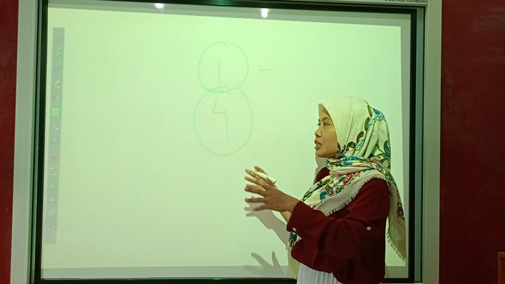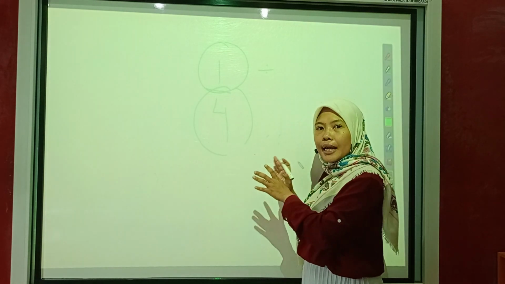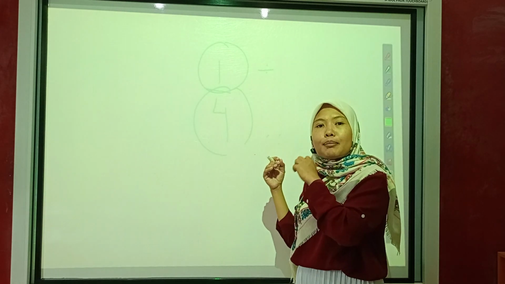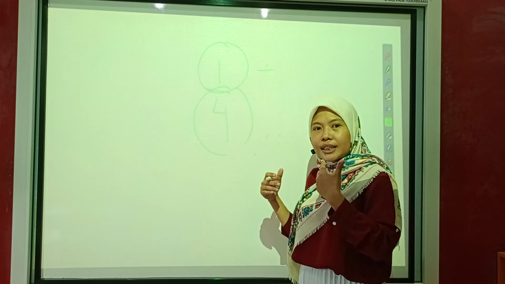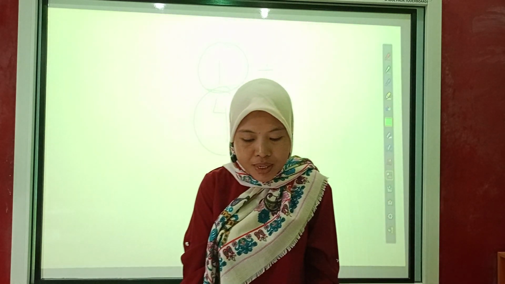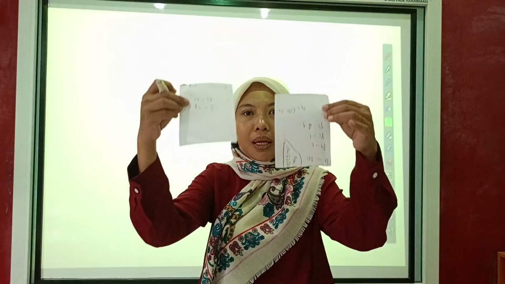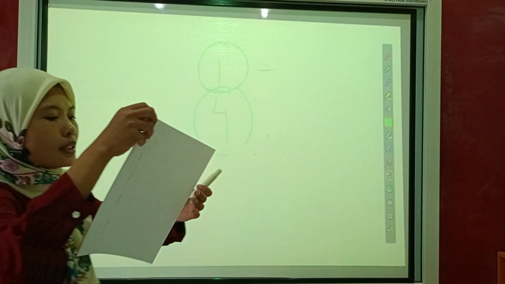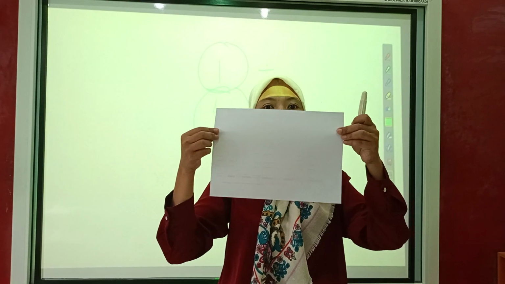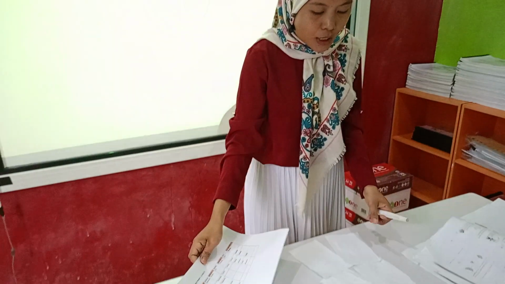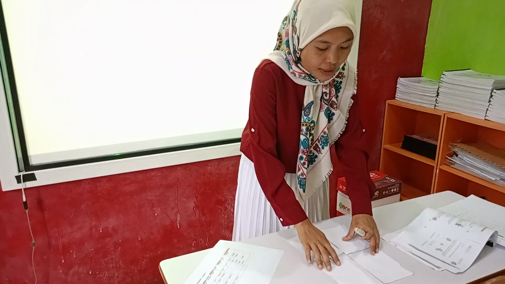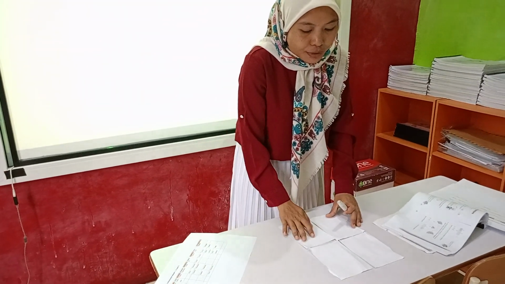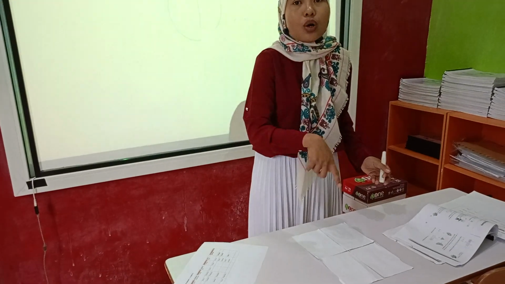I will call 2 or 3 students to come in front of the class, and they will give an example and tell me which one is the numerator and which one is the denominator. As proof, I will use a simple paper. This one we call a whole or 1 unit. I will cut this paper into 4 equal parts. So these 4 equal parts are 1 whole unit.